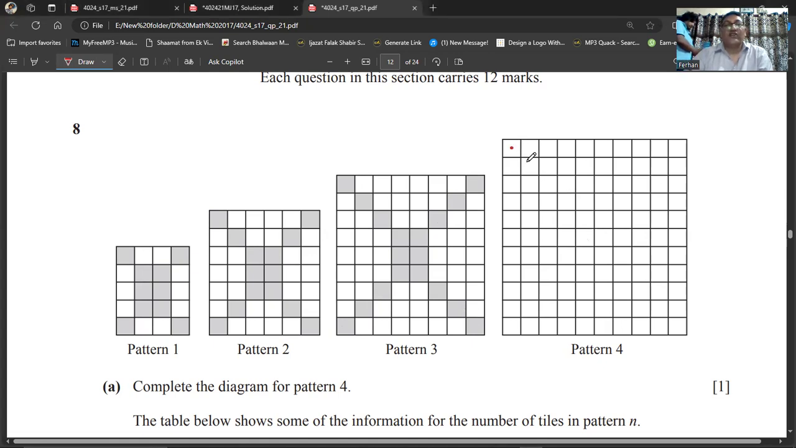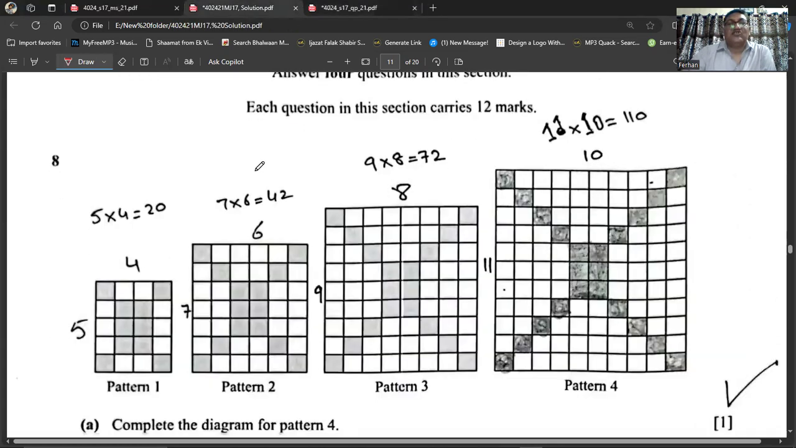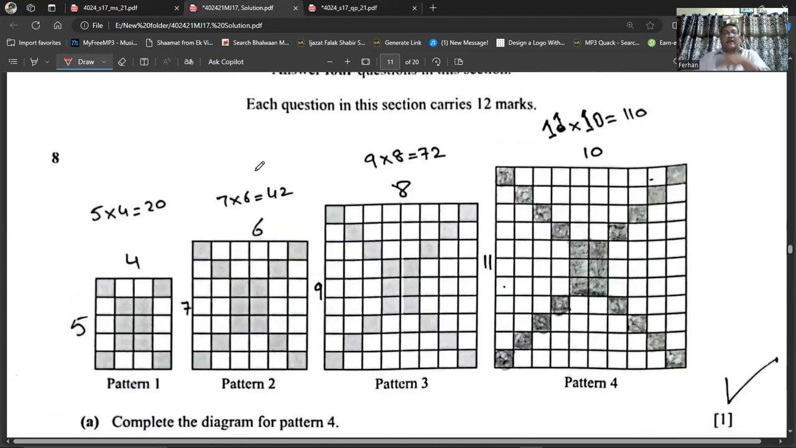So in the fourth pattern, you will have 4 shaded squares here, 4 shaded squares here, 4 shaded squares here, 4 shaded squares here, and in the center you will have these 6 shaded squares. So shade them with proper pencil. Let me show you. I have done this. So here you can see I have done this.